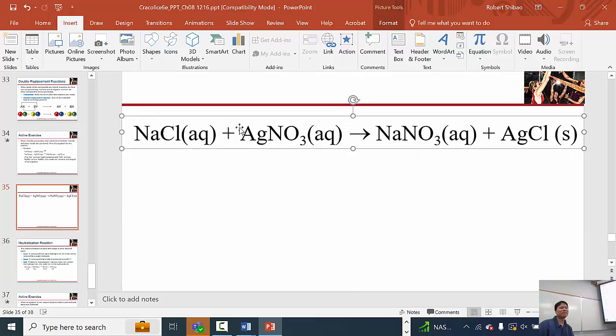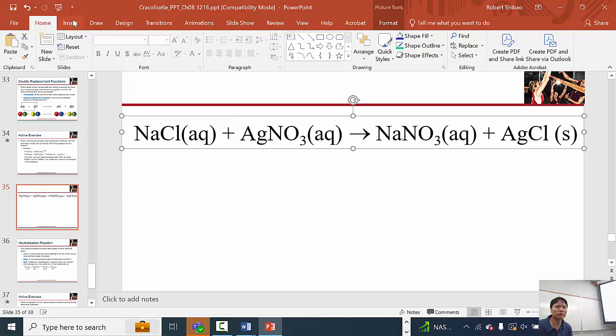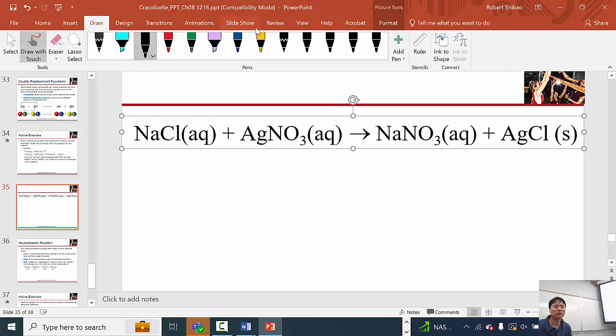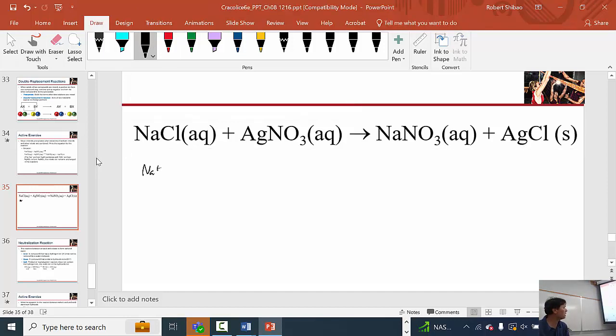Now, what I do is I leave off aqueous just to save time, because that's a lot of writing, to have to write aqueous over and over again. So you said this is going to break up into Na plus and Cl minus. Does this one break up? Yeah, soluble salts break up. And so this is going to break up into, not iron, silver. What's the charge on silver? Plus. And what's NO3 called? Nitrate.